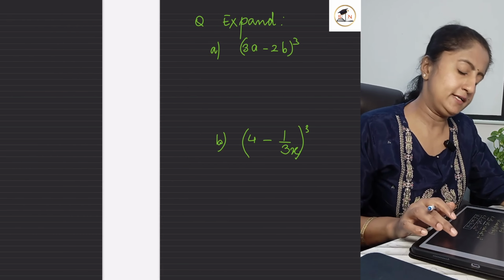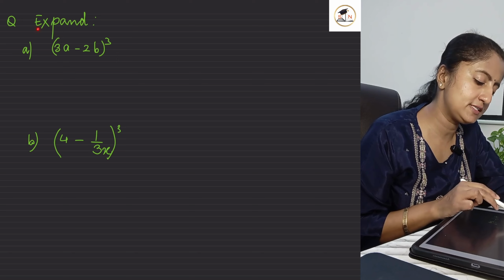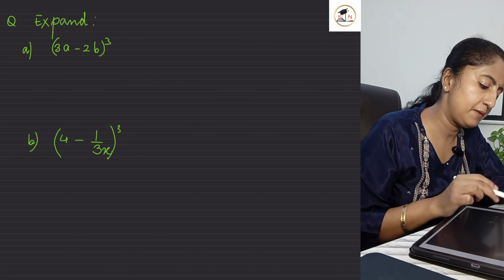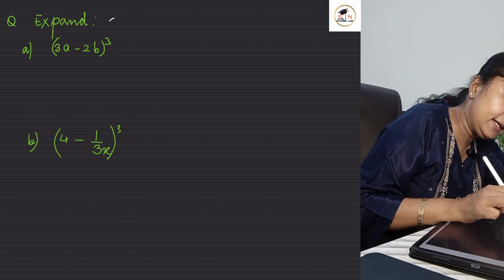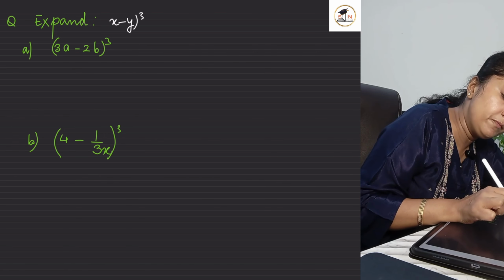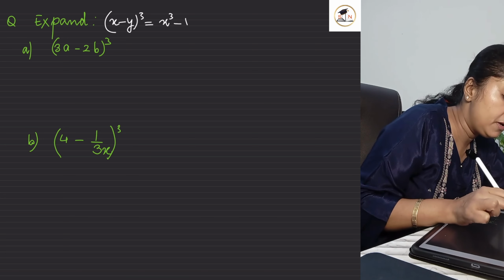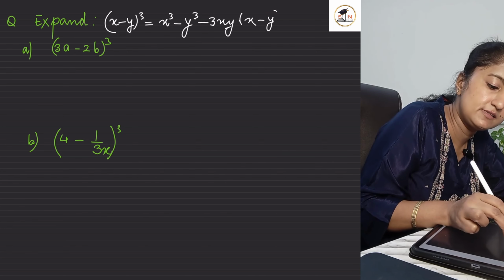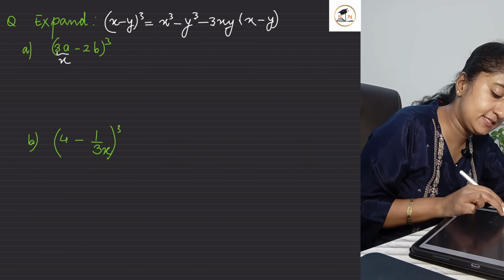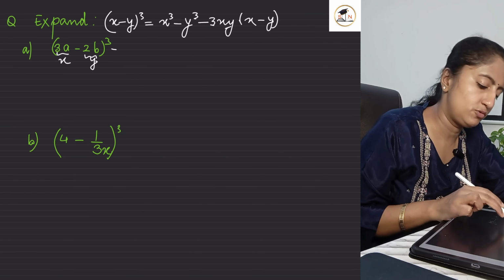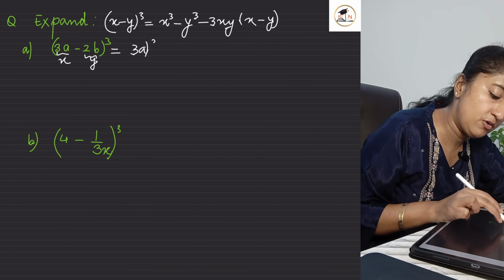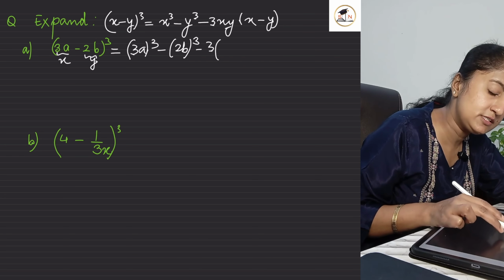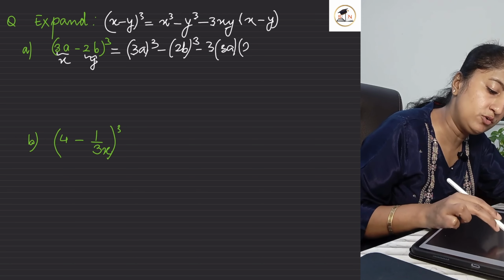Okay, now let's move on to the questions, where the first one is expand. And expand means we just simply apply the identity. I am writing the identity on top. So the identity is x minus y whole cube, which is x cube minus y cube minus 3xy brackets x minus y. So my 3a is x and 2b is y. So what do we get? We get 3a whole cube minus 2b whole cube minus 3 into 3a into 2b.